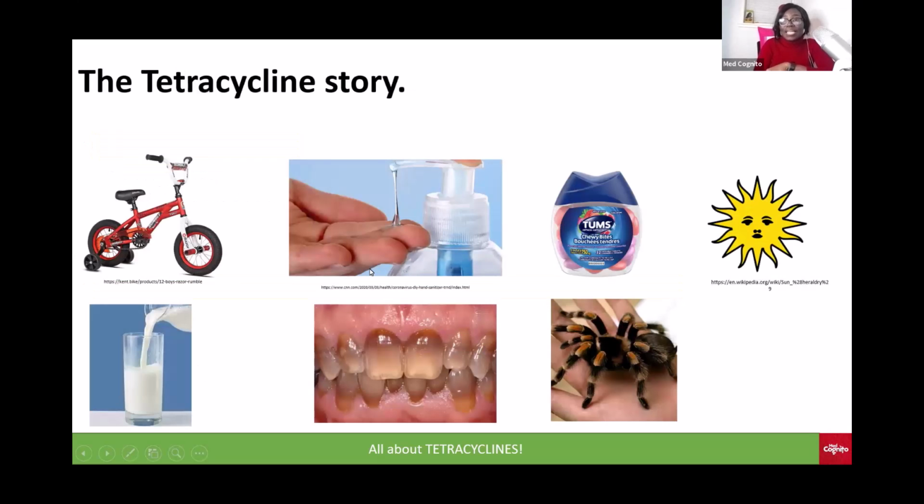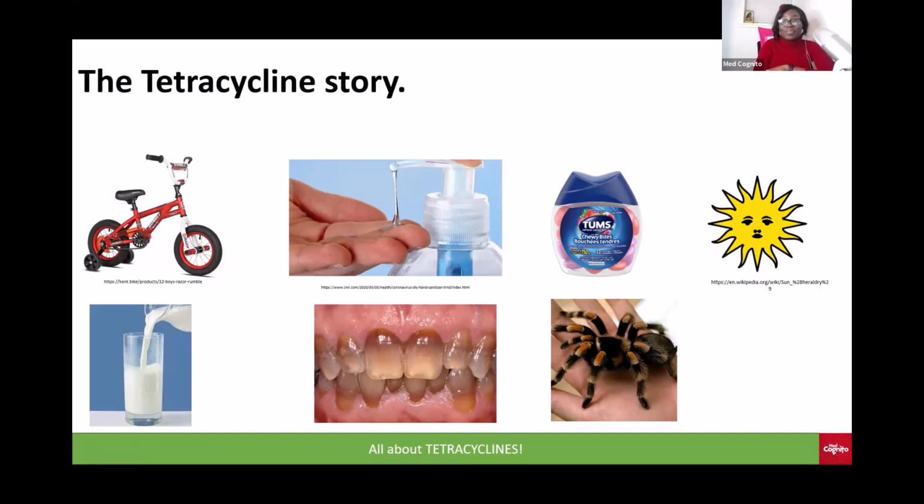So yes, let's nail down all that we have heard today with this tetracycline story. And with this, I'm hoping that you'll be able to ace every question that you ever see in your NCLEX on tetracycline. So as the name is tetracycline, it has cycle in it. So when you see tetracycline, remember this bicycle, this red and black bicycle.